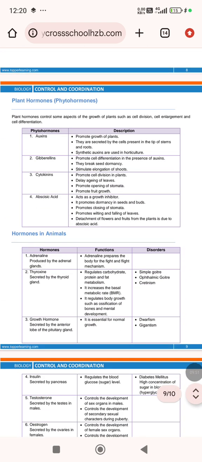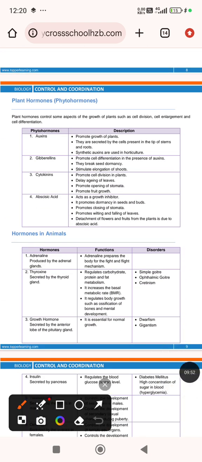Plant hormones. Phytohormones. Plant hormones control some aspects of the growth of the plant, such as cell division, cell enlargement and cell differentiation. Phytohormones, number 1, auxin. It promotes growth of the plant. Auxins are secreted by cells present in the tip of the stem and roots.